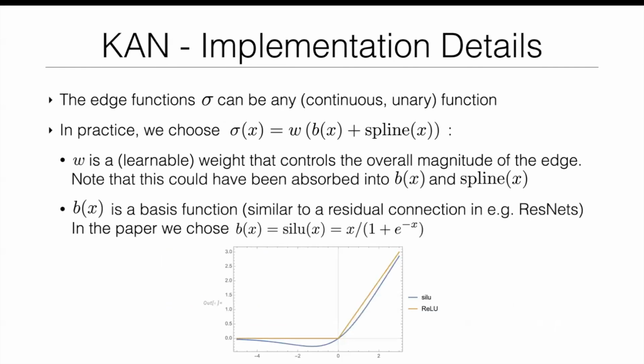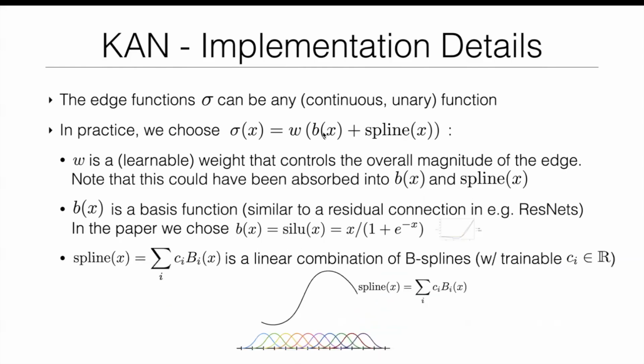For B of x, we can choose essentially any function. What we chose was the SiLU function. The SiLU function is almost like the ReLU function. It's like a continuous version of the ReLU function here. It's defined to be x over 1 plus e to the minus x. And for the splines, we use so-called B-splines.